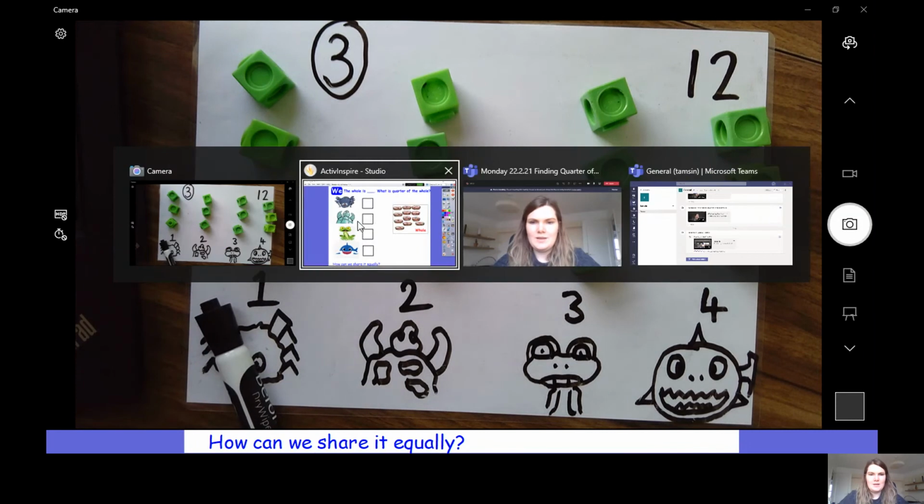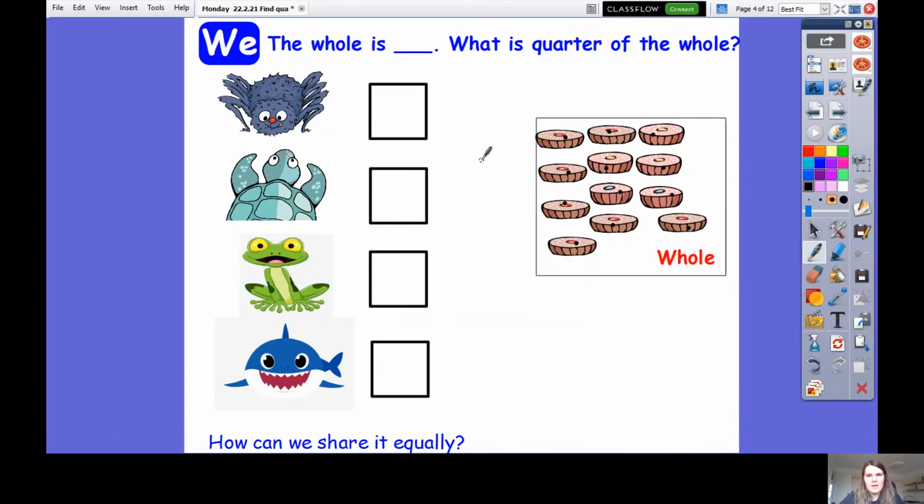Fantastic. So when we divide these cookies out, we found that the spider, the turtle, the frog, and the shark all had 3. Did we share it equally? Yes, we did, because they all had the same amount. The whole is 12, quarter is 3.